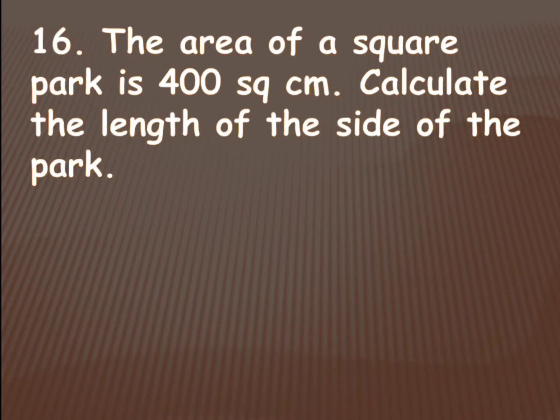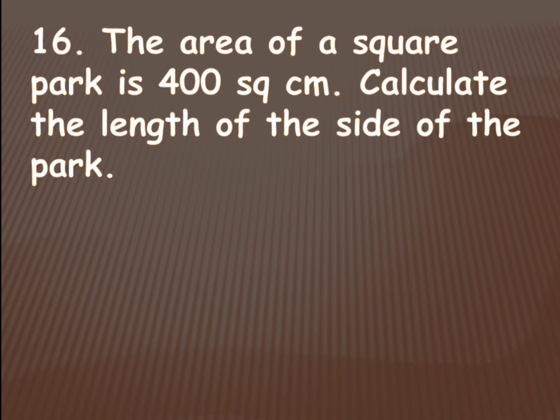So the area of a square park is 400 square centimeters. So they have given the area here. Calculate the length of the side of the park. So generally what happens, they'll give the side and they'll ask us to find the area. But here they have given the area. They are asking us to find the length of the side.